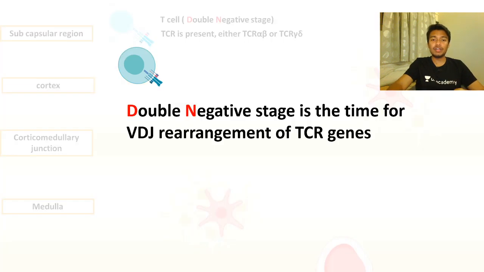But the important thing which you need to know for IIT JAM is that at the double negative stage, the VDJ recombination takes place for the TCR gene. Wait a second, what are you saying? VDJ recombination for T cell receptors? Yes, you heard me correct.